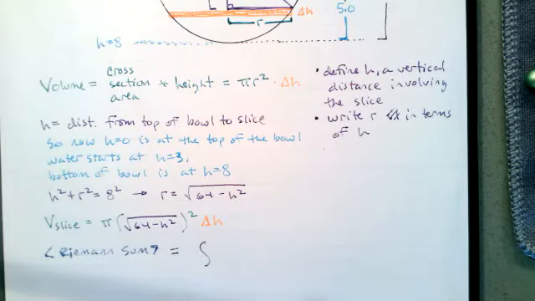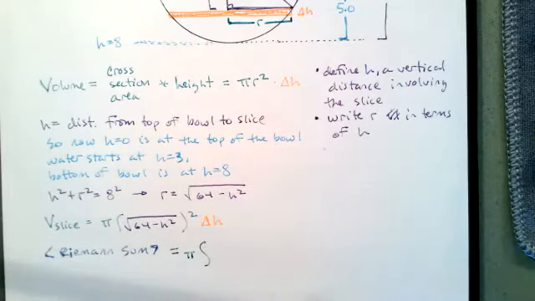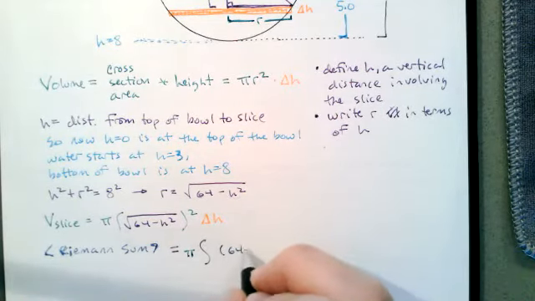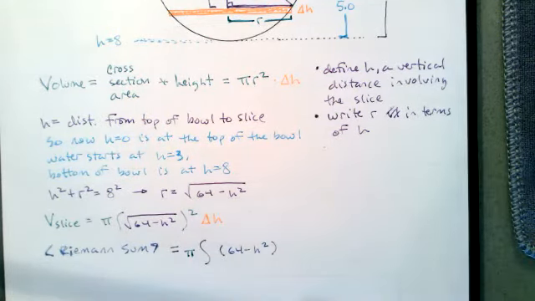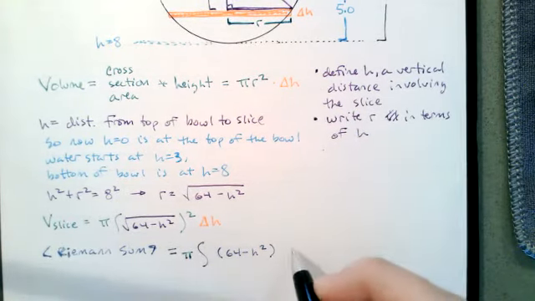So once we set up the volume of the slice, we can see what we're going to be integrating. I'm going to factor out a pi. And I'm going to simplify the square root of 64 minus H squared, squared, to just be 64 minus H squared. And in the continuous, the discrete delta H in the definite integral will be a continuous dH.